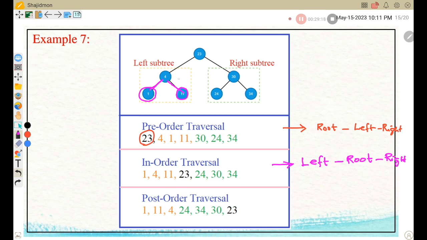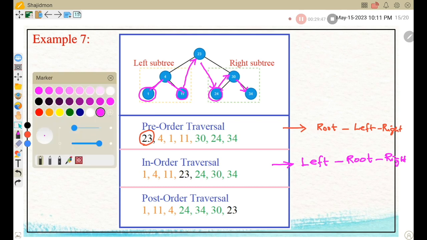After that we need to visit the main root, correct? So that means it is 23. Now we are going to the right subtree. The right subtree we need to visit in order. So first we need to visit which one? The left side, that is 24. So after 23 we will go to 24, then we need to go to the vertex 30, then we need to go to the right vertex, that is 34. So this is the answer: 1, 4, 11, 23, 24, 30 and 34. Hope you understood that one.